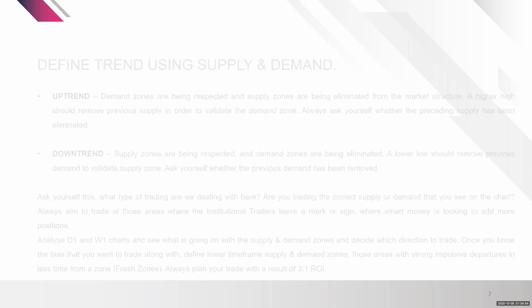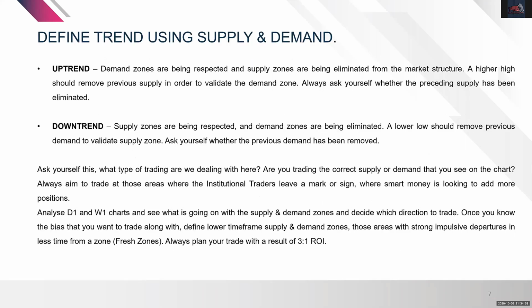Yes, yes. So then how do you define a trend using supply and demand? Regarding an uptrend, meaning price is what? Is bullish, right? Demand zones are being respected. It means price is failing to break to the downside. And then supply zones are being eliminated.